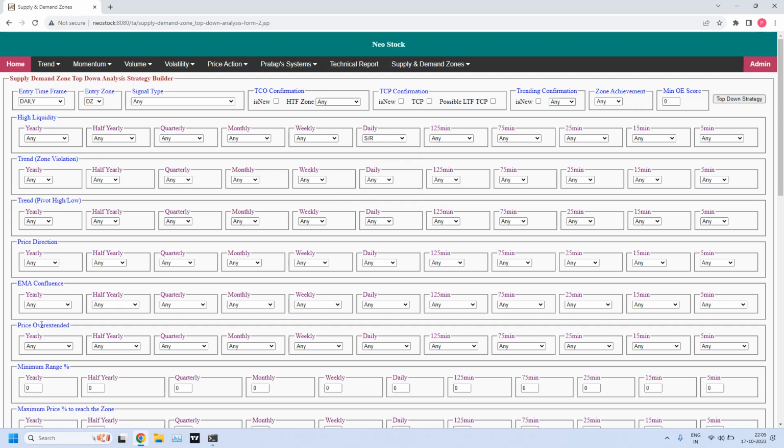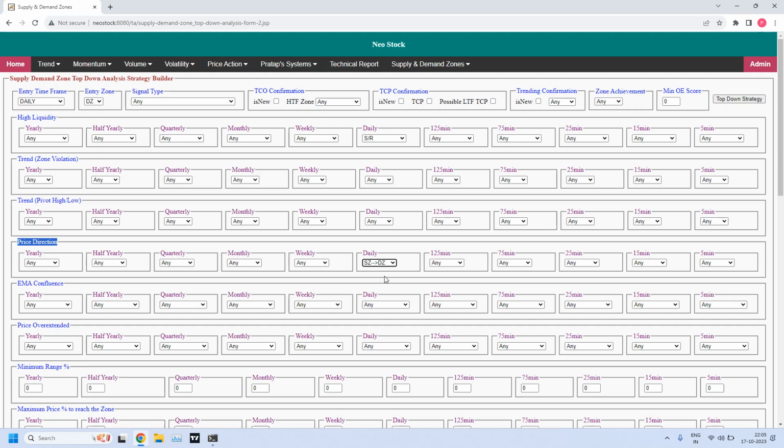And I am also selecting one more parameter, price direction. When you want to find the stocks near demand zone, the stocks should move towards the demand zone. From where they will be moving, either stocks will be moving from supply zone to demand zone or all-time high to the demand zone. One of these possibilities. So let me select supply zone to demand zone.